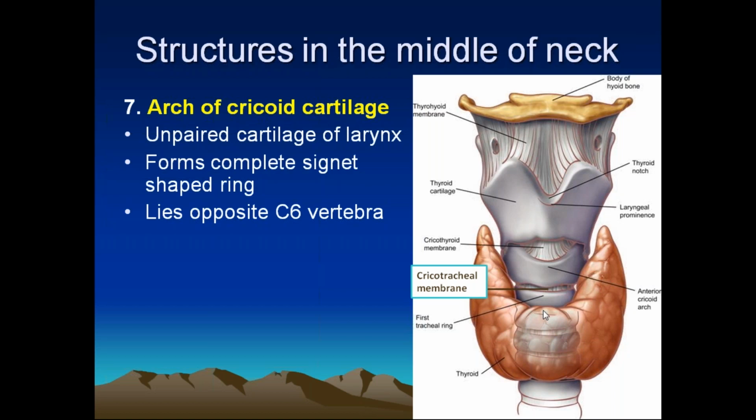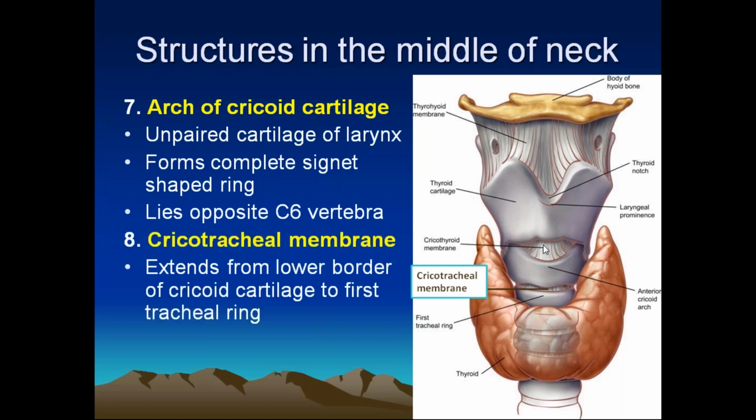Okay. So now the eighth structure in the midline part here is the cricotracheal membrane. From the name itself, you can tell the attachment. It extends from the lower border of the cricoid cartilage to the first tracheal ring. Okay, so we'll go on to the next structure.